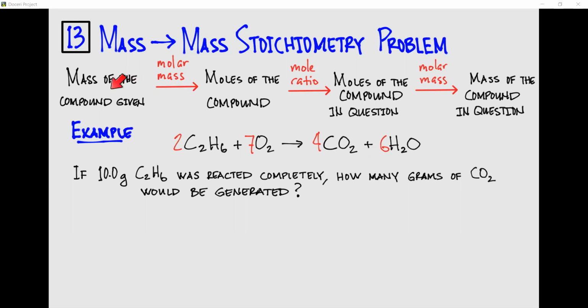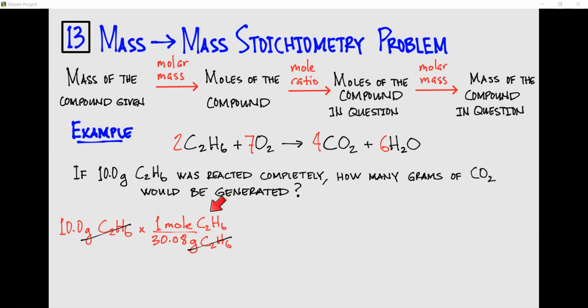So the first thing we want to do is convert the mass of the compound given to the moles of that compound. So here it is. We have 10 grams. We're going to convert this to moles of ethane using the molar mass of ethane, C2H6. So here it is, grams of C2H6 would be at the bottom, so that it'll cancel with this grams of C2H6.